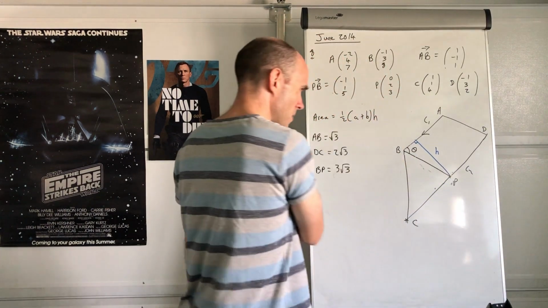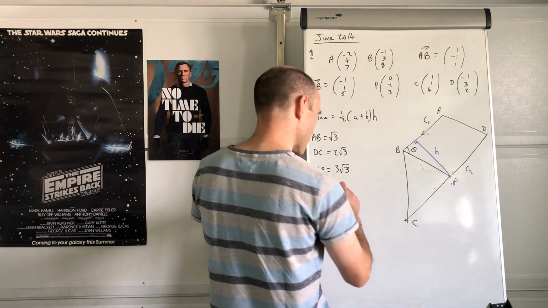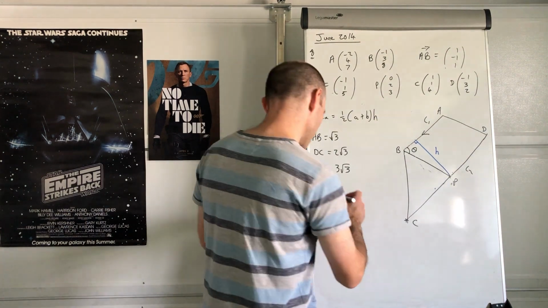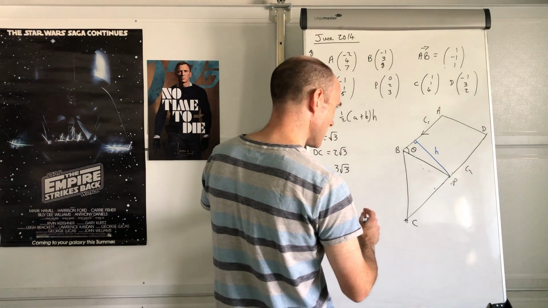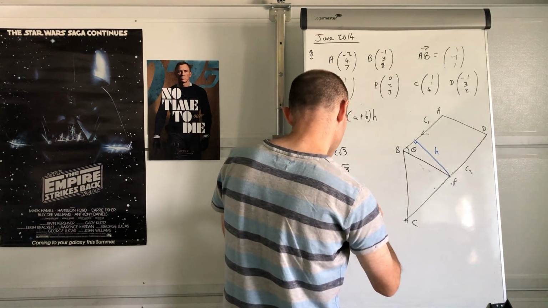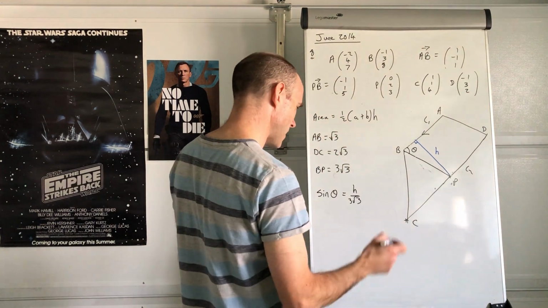Okay, now how do we work out what h is? So trigonometry, so that's going to be sine theta. It's a pity you had to use sine, isn't it? Cosine would have been better. But I did say it's a challenging question. So sine theta equals opposite over hypotenuse. Okay, so that. All right.